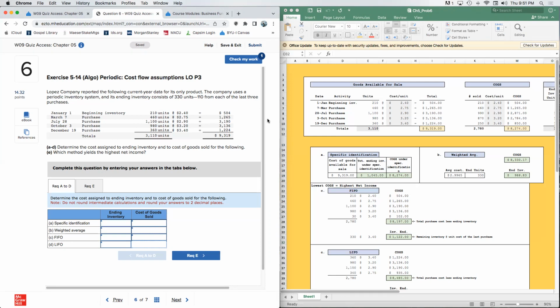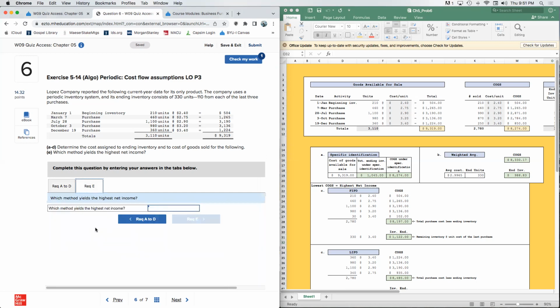So A being specific identification, B the weighted average, C FIFO, first in, first out, D last in, first out. And then finally, requirement E has more to do with which one of those methods generate the most net income.